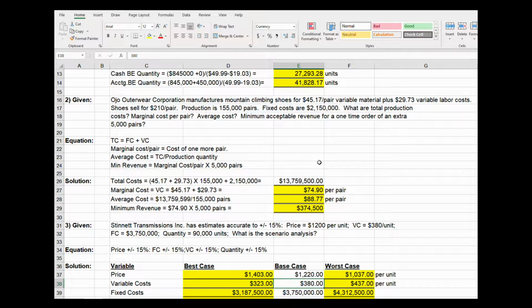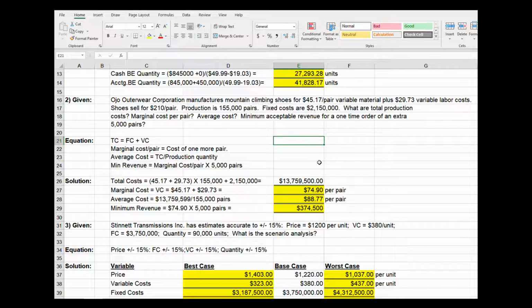For problem number 2, we have Ojo Outerwear manufacturing mountain climbing shoes for $45.17 per pair variable material cost plus $29.73 variable labor. Shoes sell for $210 a pair. Nice margin there, as they say on Shark Tank. Production is 155,000 pairs. Fixed costs are $2.15 million. What are your total production costs, marginal cost per pair, average cost, and minimal accepted revenues for a one-time order? If I get a one-time order for 5,000 more pairs, what should I charge? What will my sales be to cover the cost of those 5,000 pairs?